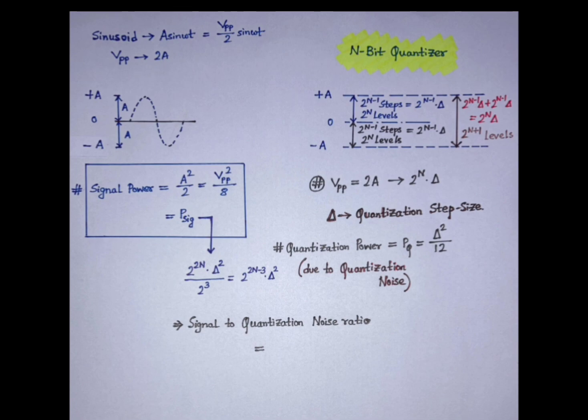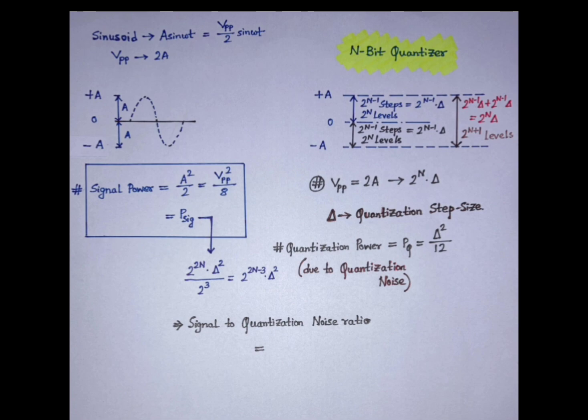So from 0 to plus a, we have to make 2 to the power n levels, and from minus a to plus a, we have to make 2 to the power n plus 1 levels. So what does this mean? Between each level, there will be a quantization step size. So how many steps will there be? It will be 2 to the power n steps. So we are making this peak to peak, from minus a to plus a, that is twice a of length, equal to 2 to the power n times delta.